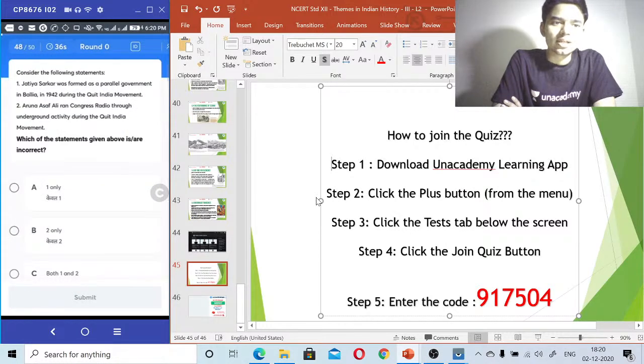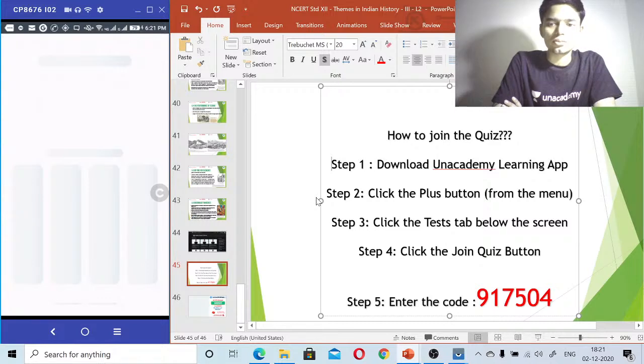Question number 48. Consider the following statements. One, Jatiya Sarkar was formed as a parallel government in Ballia in 1942 during the Quit India movement. Two, Aruna Asaf Ali ran Congress radio through underground activities during the Quit India movement. Choose the incorrect answer. The second statement is incorrect because it is not Aruna Asaf Ali, it is Usha Mehta. Regarding the first statement, I won't tell you right now because it might give you the answer. It's actually correct. So the incorrect statement is option 2, B.